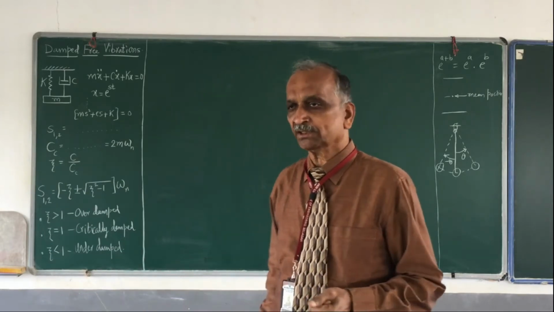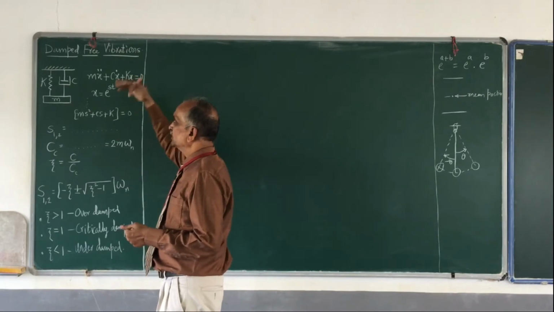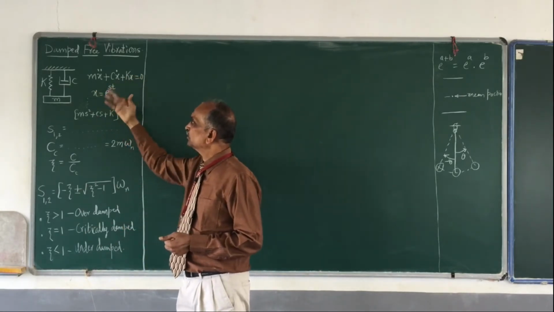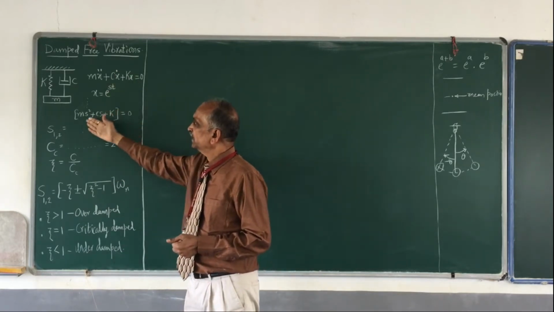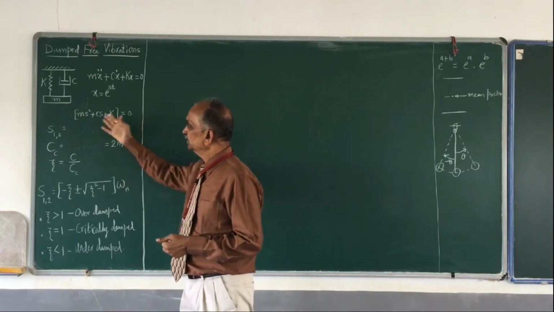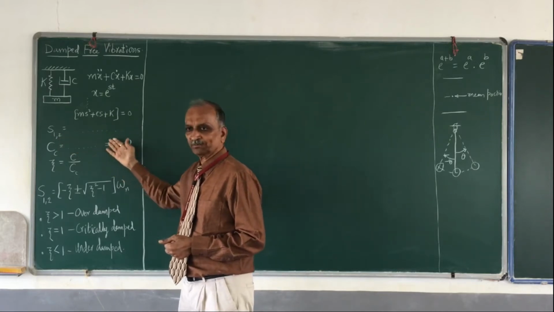That's what we are interested to study, and therefore I want to find the solution of it. In an attempt, I assume x equal to e raised to st, substituted here and simplified, and this is what I got: m s square plus c s plus k equal to 0. This is quadratic in s, and therefore I wrote s1, 2.